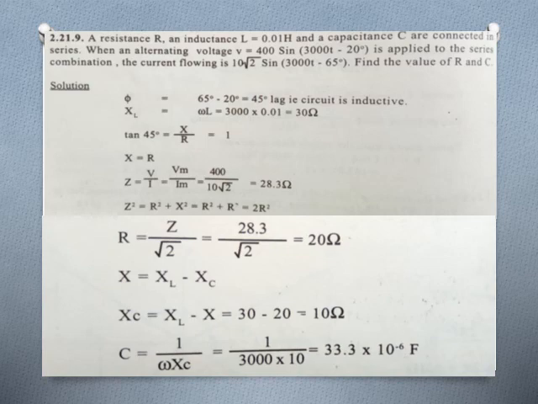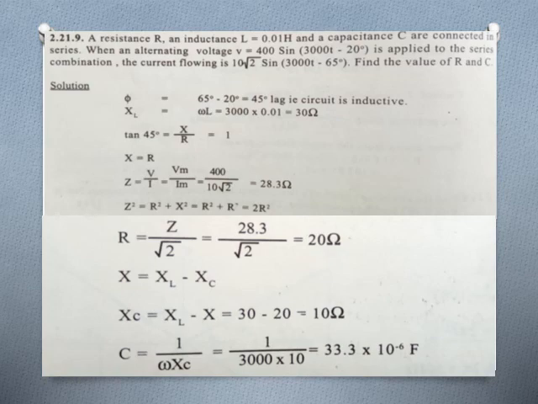And we know what is Z. Z is V by I. So V by I or Vm by I. If you convert it to RMS also, root 2 and root 2 will get cancelled. So it will be 400 divided by 10 root 2. That is 28.30. So now you have both the impedance and an equation.